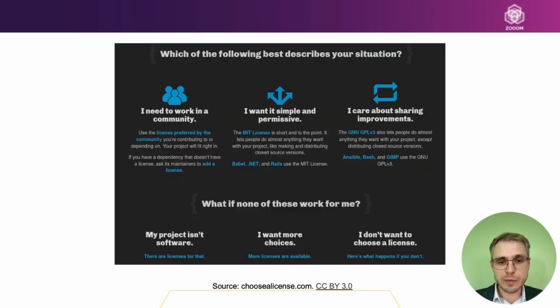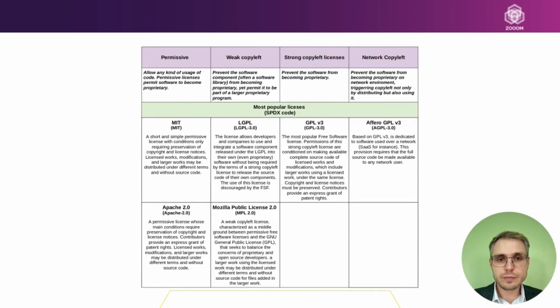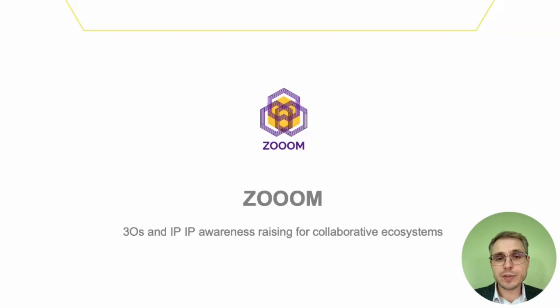Now, here is some guidance from a useful tool that you may wish to consult called Choose a License, which is available under a Creative Commons license. This table summarizes the main baseline requirements of the different types of licenses: permissive, weak copyleft, strong copyleft licenses, and network copyleft.